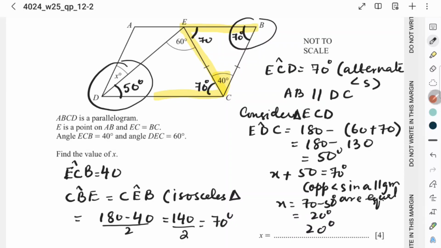So first of all, we consider the isosceles triangle and we found 70 degrees each, and then we use alternate angles to find out the rest of the angle in the triangle which is in between, and then we got the third angle will be 50 degrees. Then opposite angles in a parallelogram are equal, 70 degrees and x plus 50, and then we found x equals 20 degrees. It was a 4 marks question.